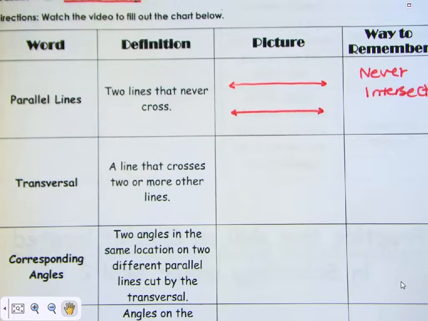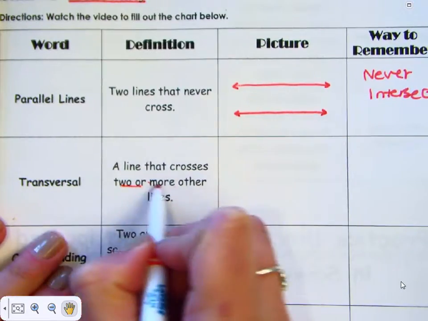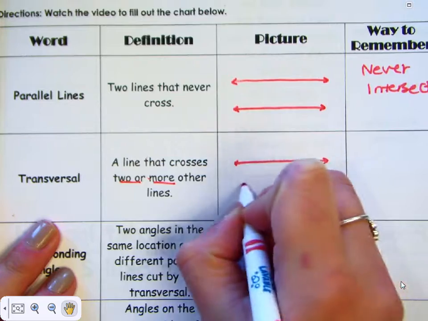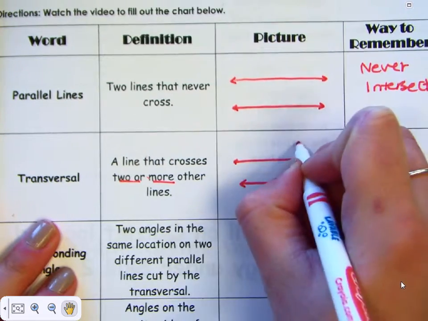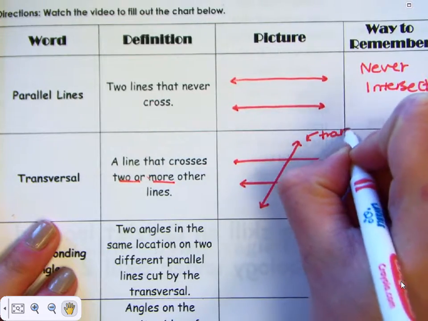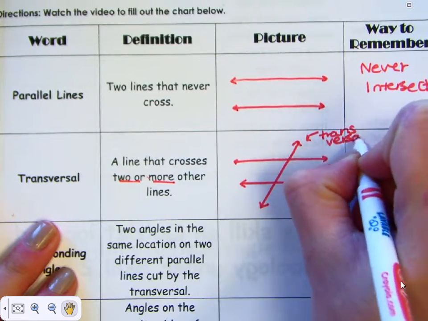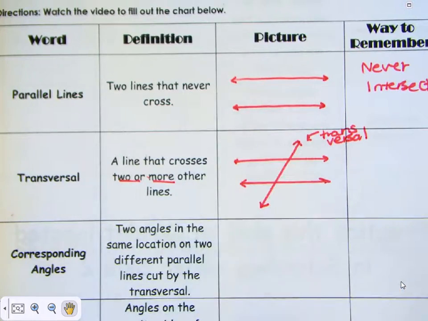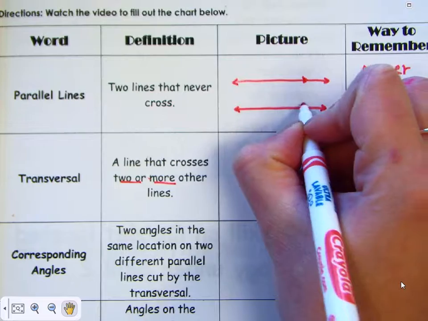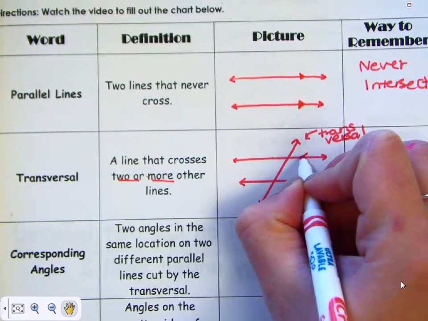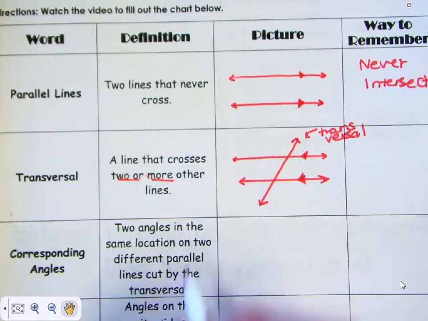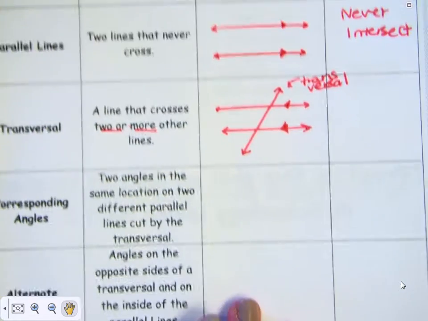A transversal is a line that crosses 2 or more other lines. So for example, if I were to draw some parallel lines here, the line that crosses both of them would be the transversal. And you're going to see this picture a lot in this unit. Another way to mark parallel is with arrows. So this would be parallel to this. That's how we know those 2 lines are parallel.